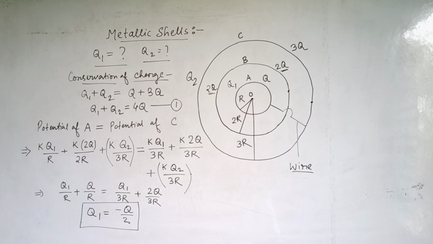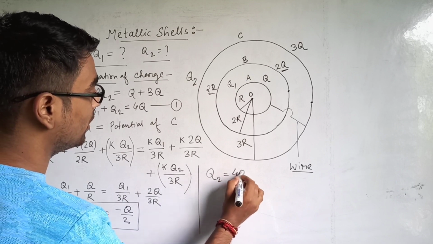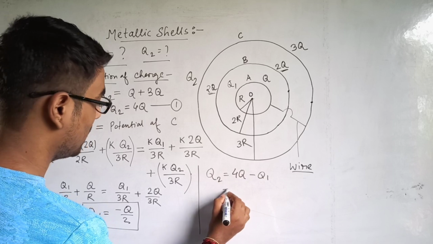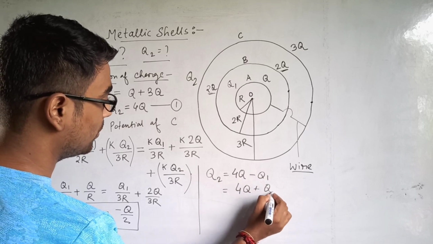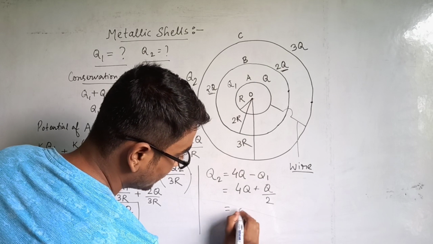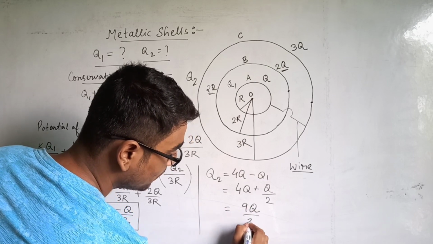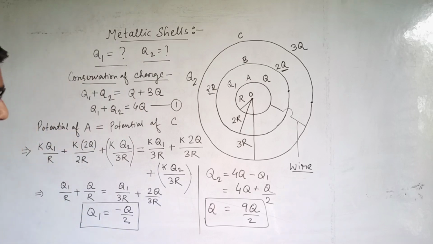Okay, from equation 1 we can easily find out the value of Q2. So Q2 will be 4Q minus Q1, and it will be 4Q plus Q by 2. Okay, so it comes out like 9Q by 2. Q2.